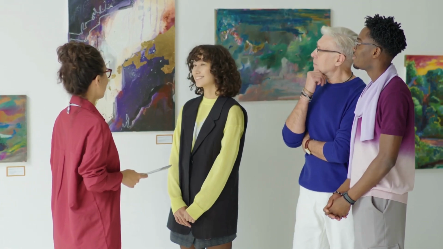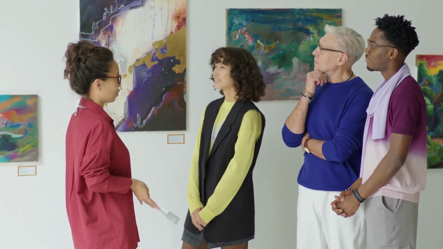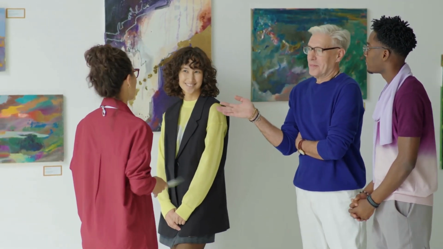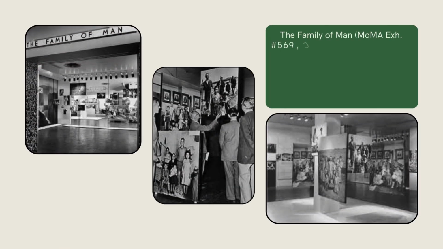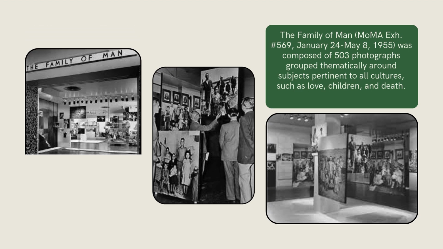With the rise of modernism, curators began to adopt new practices that focus on interaction and engagement. This shift meant that exhibitions were no longer just about hanging paintings on walls. They became dynamic spaces for dialogue and experience. A notable example of this is the Family of Man exhibition organized by Edward Steichen in 1955. This exhibition featured photographs from around the world that explore universal themes of humanity. It was designed to foster a sense of connection among viewers, encouraging them to reflect on their shared experiences.